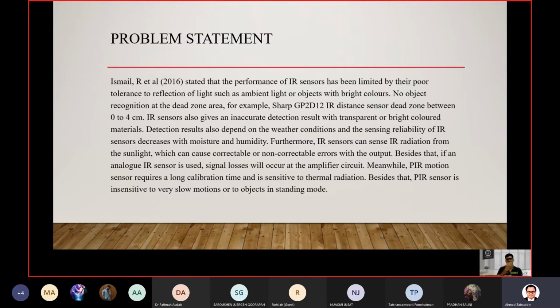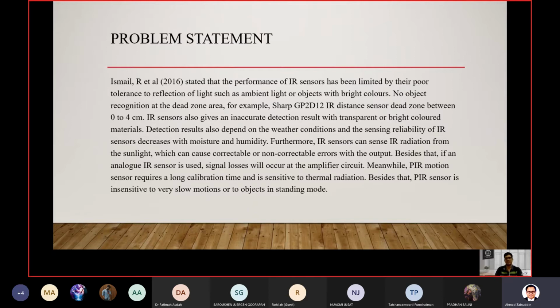As mentioned before, the bright colored material also causes confusion to the IR sensor regarding whether it is meant to be detected or not, as well as transparent material, because the light permeates through it and it cannot be seen. Detection results also depend on weather conditions, and the sensing reliability of infrared sensors decreases with moisture and humidity.